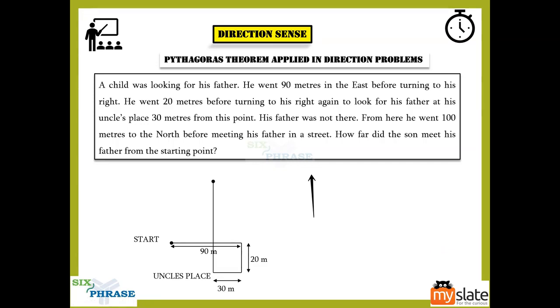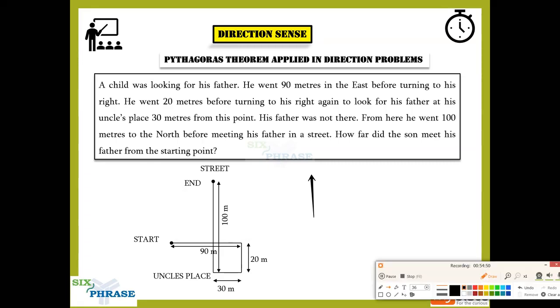Now here he meets his father. So the length of this is 100 meters. Here in the street he meets his father and comes to his end point. Now guys, just look at the start point and the end point. If they ask you to find the distance, you could say, let's take this from here to here. What is the distance, guys?